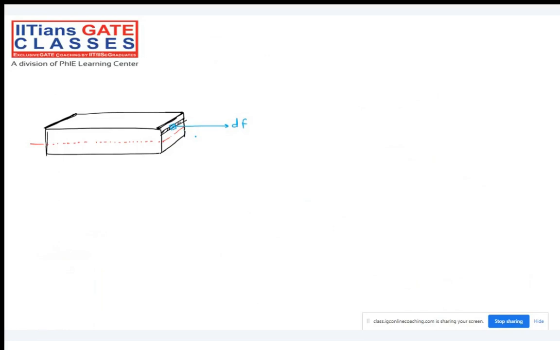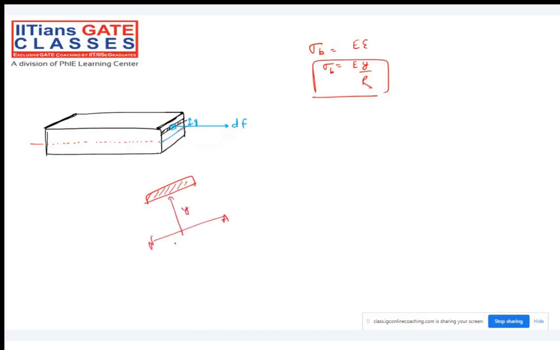Let me take the distance from this axis to here as y. Everybody knows the bending stress: E into epsilon, E into y by R. Just now we have proved this. So I'm considering one layer which is at a distance y from the neutral axis, on which the dF force is being applied.